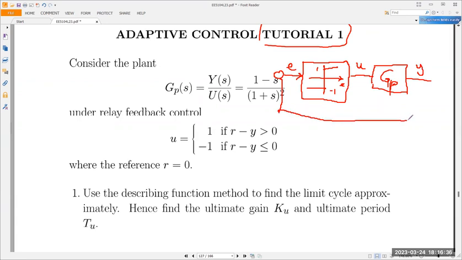And the standard closed loop. And as usual, for simplicity, we'll just put this as 0. So this is plus, this is minus. Okay. So which means U would be 1 or -1, depends on E, which basically is -Y. So this is equal to E.